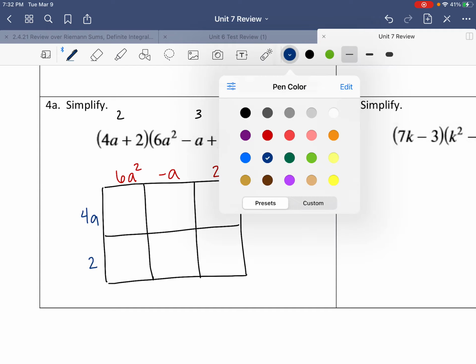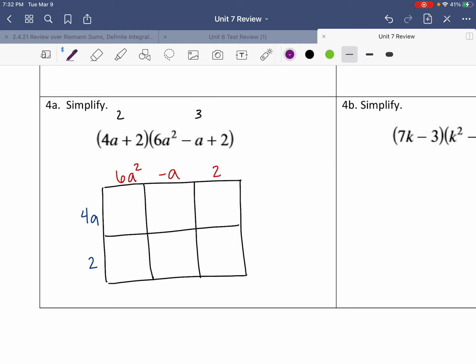So then we're going to multiply these together. 6a squared times 4a is 24a to the 3rd. 4a times negative a is negative 4a squared. 4a times 2 is 8a. 6a squared times 2 is 12a squared. 2 times negative a is negative 2a. And 2 times 2 is 4.